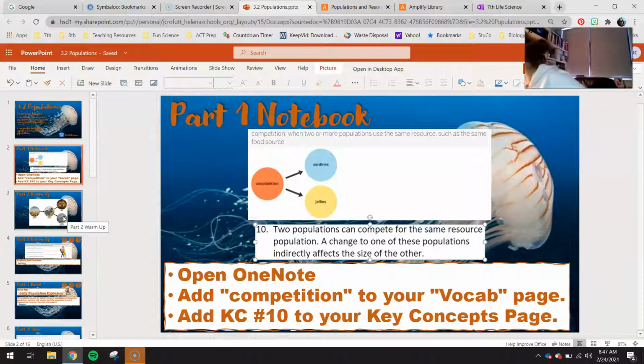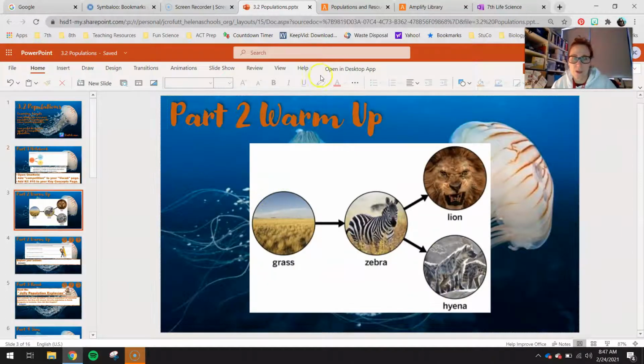Hold on one second. So in your warm-up today, you are given this little food web. We have your grass eaten by the zebra, so notice the arrow pointing, showing the transfer of energy from the grass to the zebra. And then the zebra are preyed upon by the lion and the hyena. Okay, so here's your question.